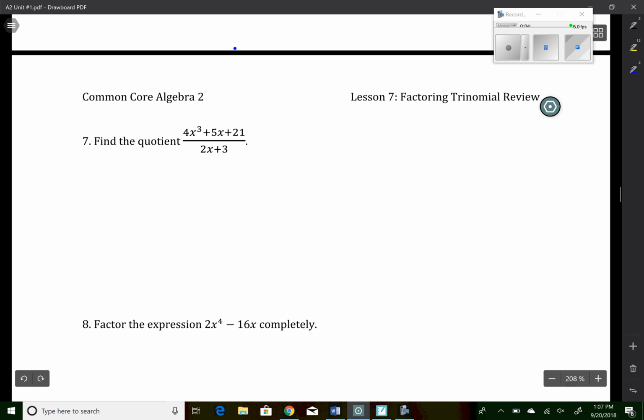Number 7. If we go through and do this, we're going to do some long division. The reason why I can't use synthetic for this is I never showed you how to do it when it was 2x plus 3, just x plus 3. So we were kind of stuck here to do long division, which is okay. It's good practice. I'll put that 0x term in there.